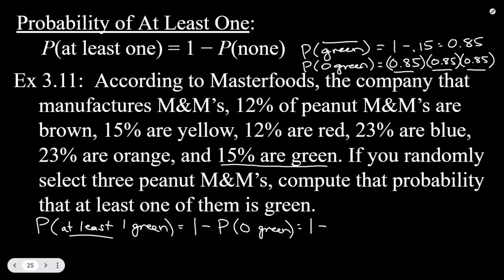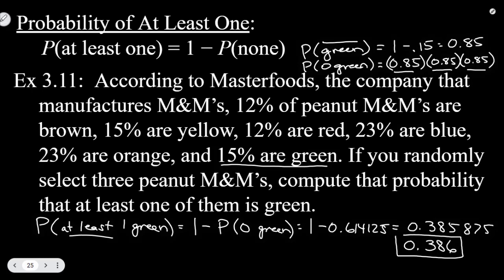So 0.85 times 0.85 times 0.85 gives us 0.614125, and then we're going to subtract that from 1, and we're going to get 0.385875. If we round that off to 3 decimal places, 0.386 would be our probability that at least one of the 3 selections ends up being green. So we had to go through several pieces there, but that's how that one works out.